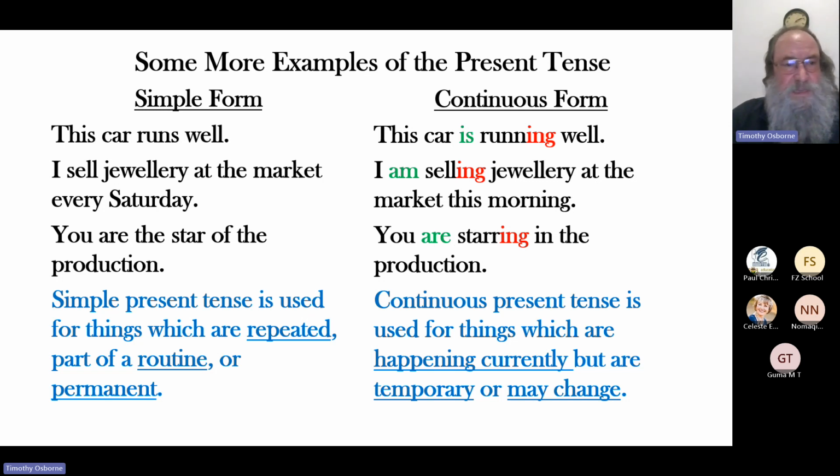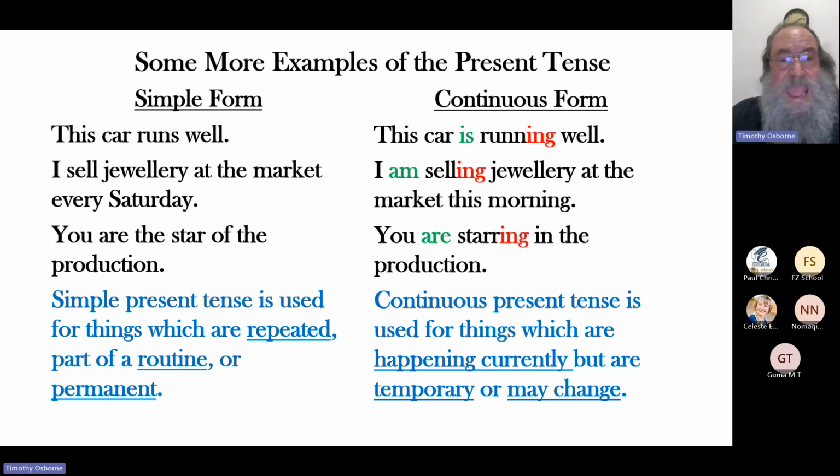This car runs well. That's in the simple form, and compare it to the continuous form. This car is running well. Okay, always the auxiliary verb and the ing to turn it into a participle. Let's try again. This is working nicely now. Right. I sell jewelry at the market every Saturday, which I used to do, by the way. I've very much enjoyed that.